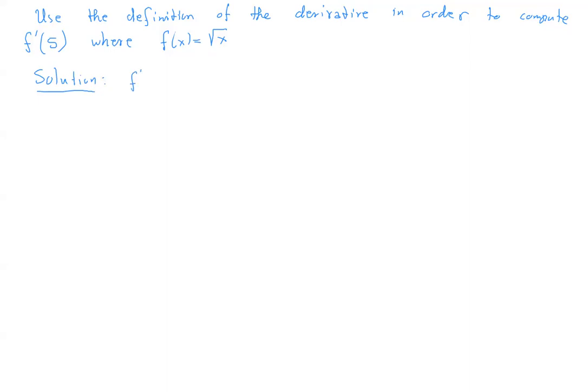So f prime of 5 is going to be the limit as x tends to 5 of square root of x minus square root of 5 over x minus 5. And now we can see why knowing how to do the trick with the conjugate quantity is quite useful. So the limit as x tends to 5 of square root of x minus square root of 5 times square root of x plus square root of 5. So we multiply and divide by the conjugate quantity.